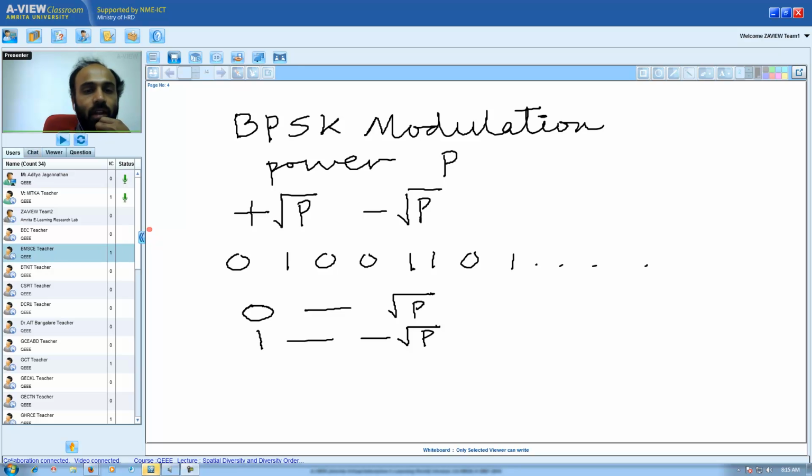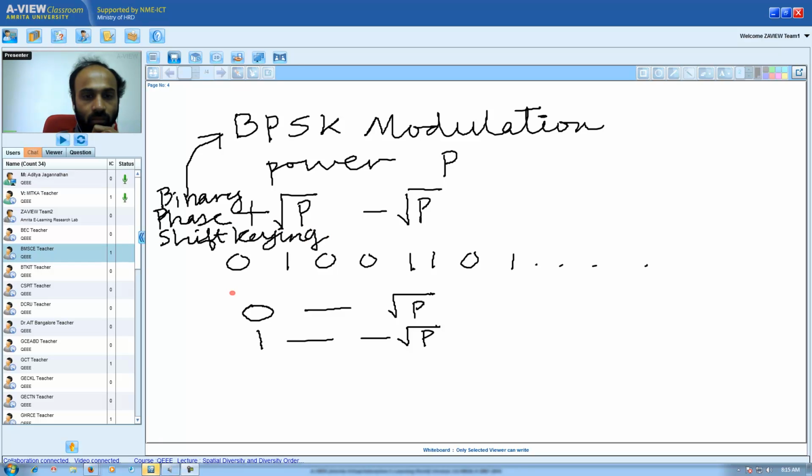Okay, so fine. So we have transmission of square root of P and minus square root of P. This is BPSK modulation. We also said BPSK stands for binary phase shift keying, which is a digital modulation scheme. The reason it is known as binary phase shift keying is because the phase is binary, that is, either it is plus square root of P or minus square root of P. So the phase is either 0 or pi. Therefore, it is known as binary phase shift keying.